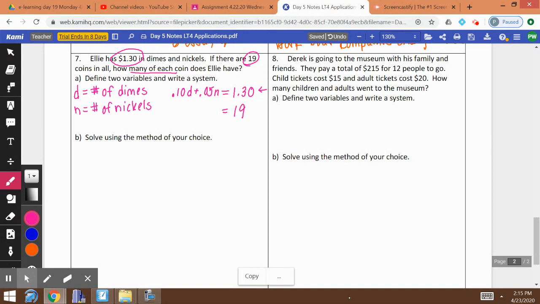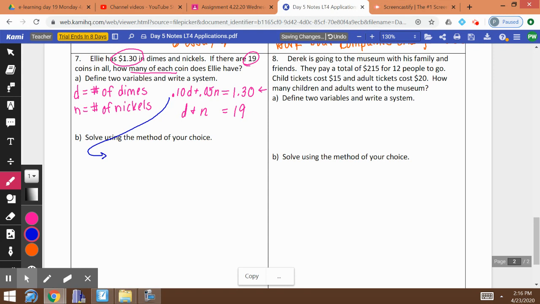Now, 19 is the number of coins. So the number of dimes plus the number of nickels is 19. Now, again, it would be your choice which one you would want to use on this. Now, one suggestion for you. Do you have to do this? No. I don't always like dealing with the decimals.